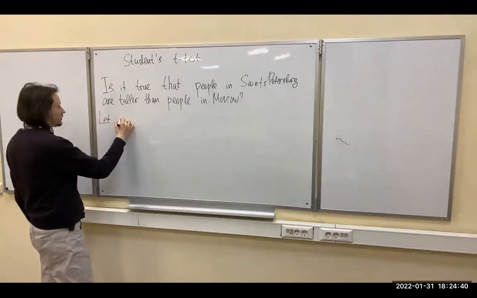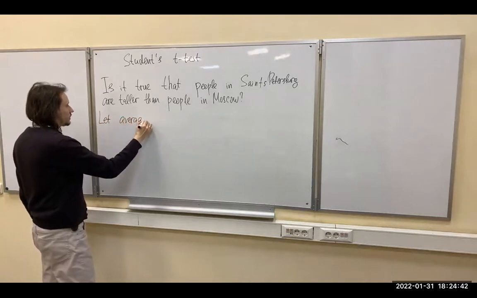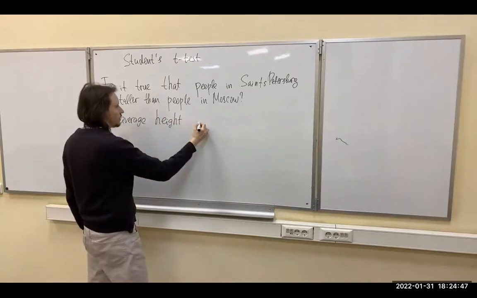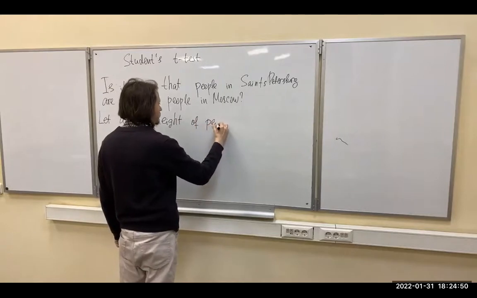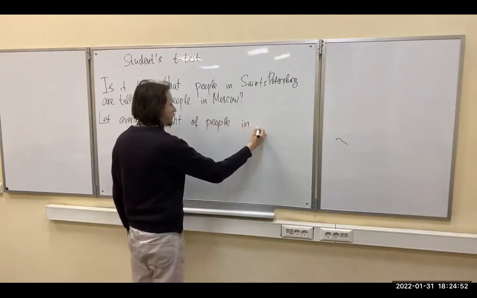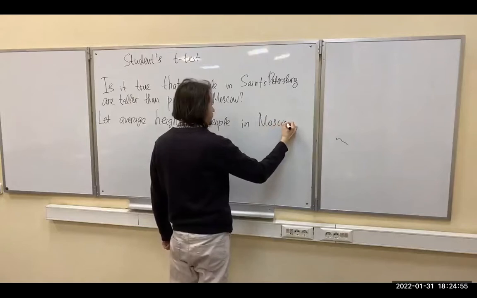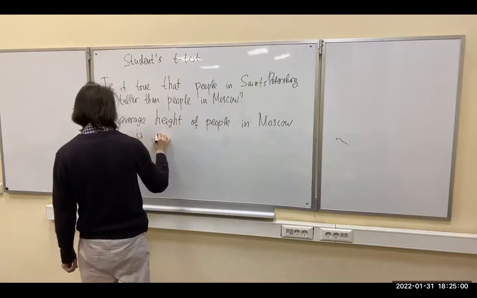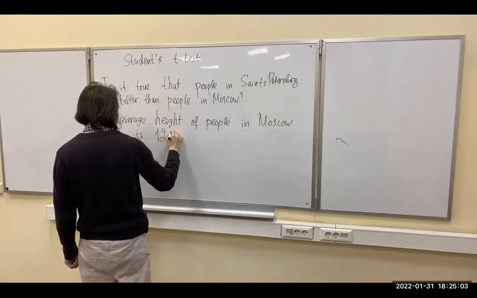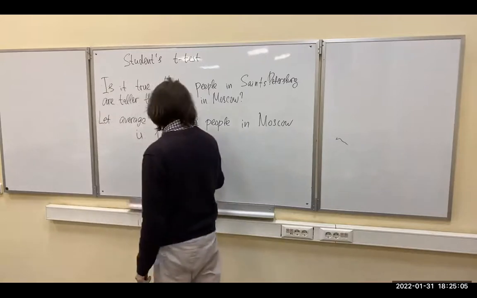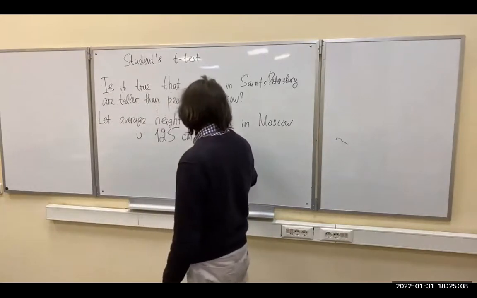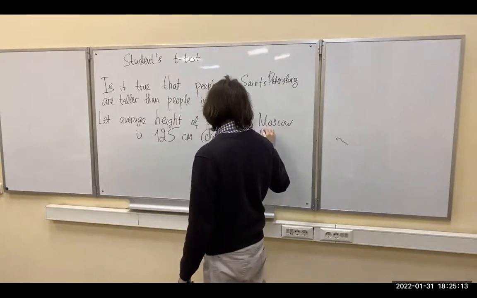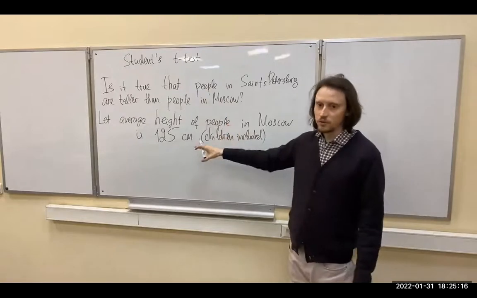Let the average height of people in Moscow equal 125 centimeters, children included. Assume that we know this number for sure.